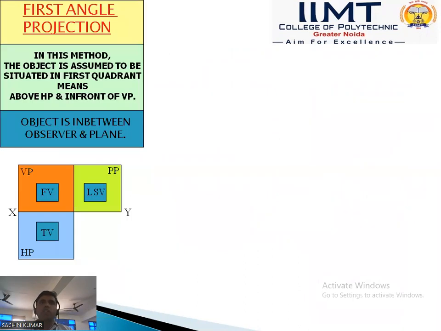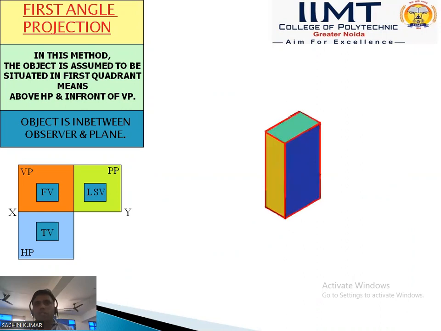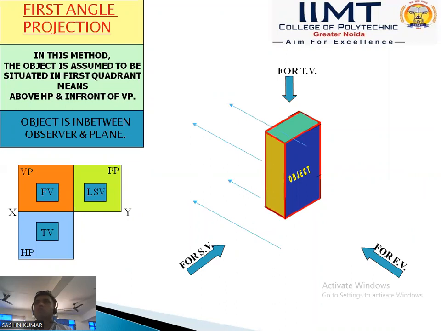So let us discuss one problem of first angle projection. First angle projection means the object lies in the first quadrant, above the HP and in front of the VP. Let us consider an object. We see it in the front view, top view, and side view. The side view is also called the profile plane.